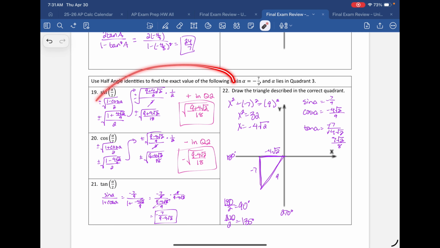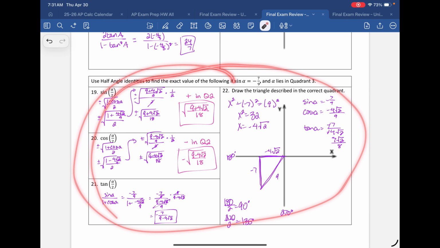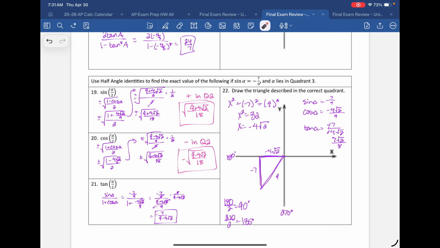You do not have half angles on this. So if you want to get this information, you can go ahead and pause here and get all this written down. But you do not have half angles on your semester exam.